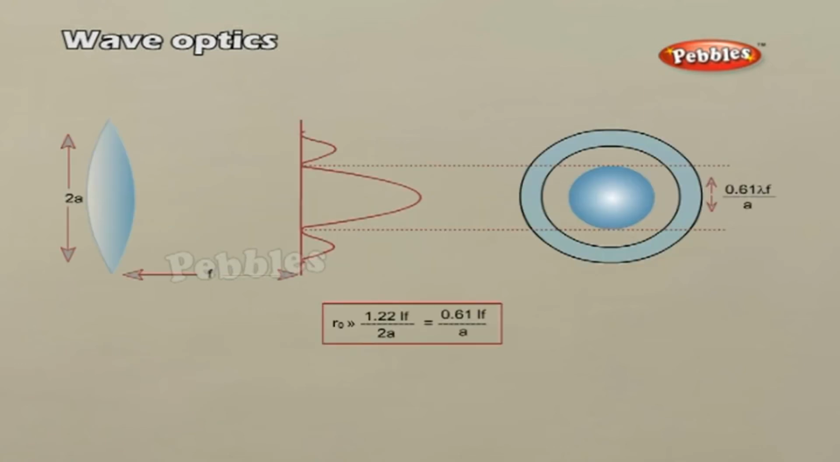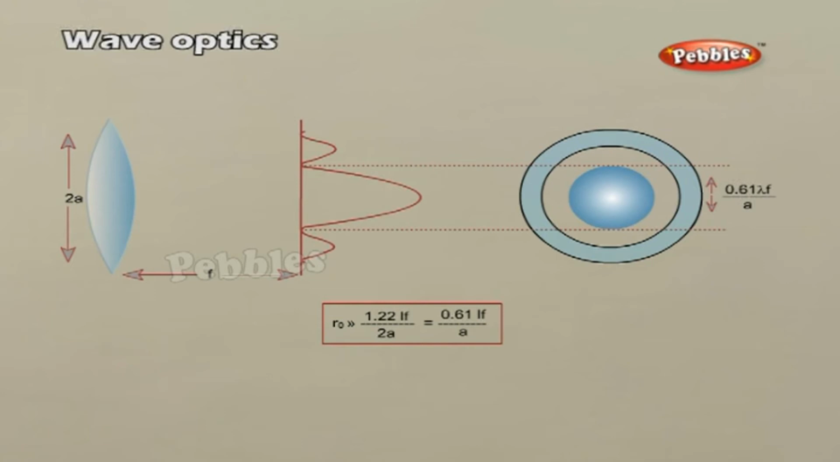Consider a parallel beam of light falling on a convex lens. Because of diffraction, the beam, instead of getting focused to a point, gets focused to a spot or finite area. In this case, the effects due to diffraction can be taken into account by considering a plane wave incident on a circular aperture followed by a convex lens as shown.